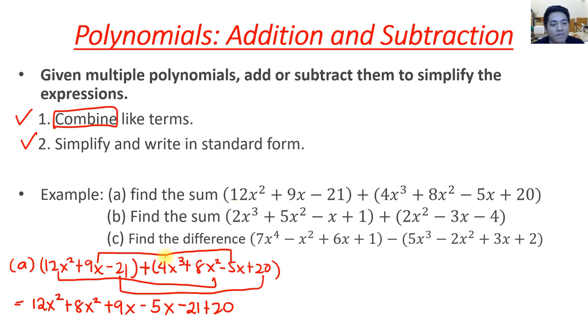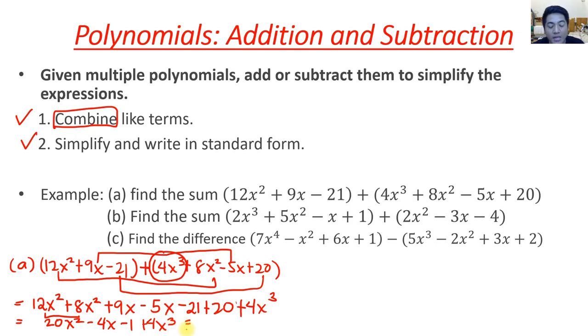And we have another degree here, 4x cubed, which has no like terms in the polynomial, so we're going to copy it, 4x cubed. And then we simplify. 12x squared plus 8x squared is 20x squared. 9x minus 5x would be 4x. Negative 21 plus 20 would be negative 1, and then we copy 4x cubed.